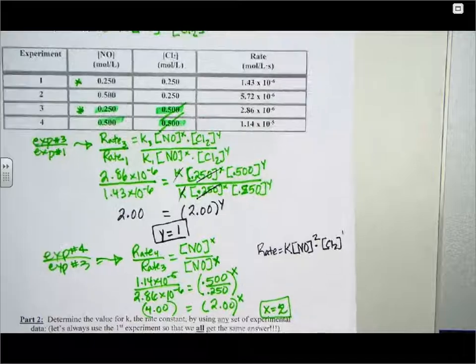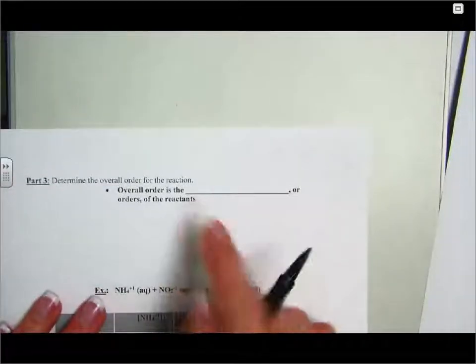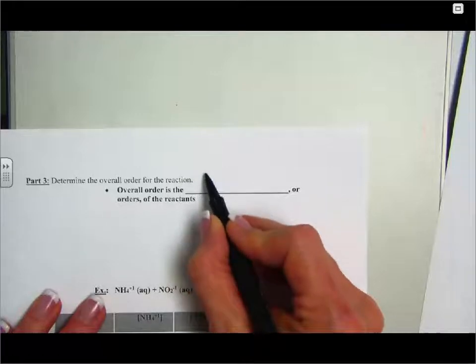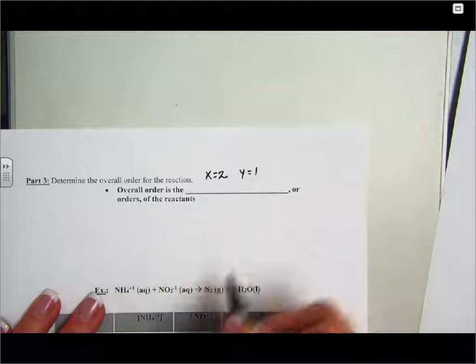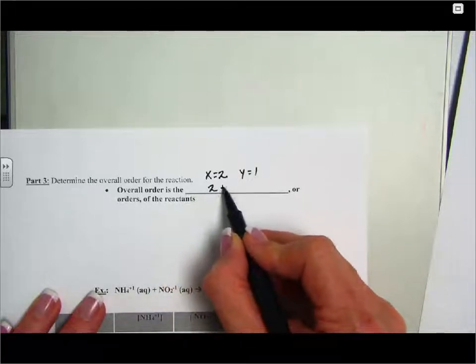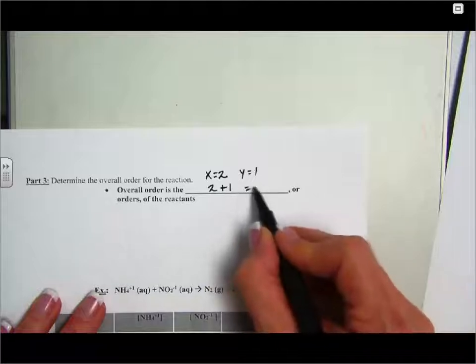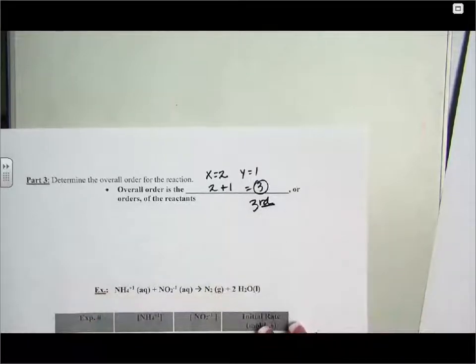Now I'm going to skip on over to part 3 just to talk about the overall order for the reaction. So in this case, we had x was equal to 2 and y was equal to 1. So the overall order for the reaction is equal to 2 plus 1, which is 3. So it's a third order reaction. All right, let's come back to part 2.